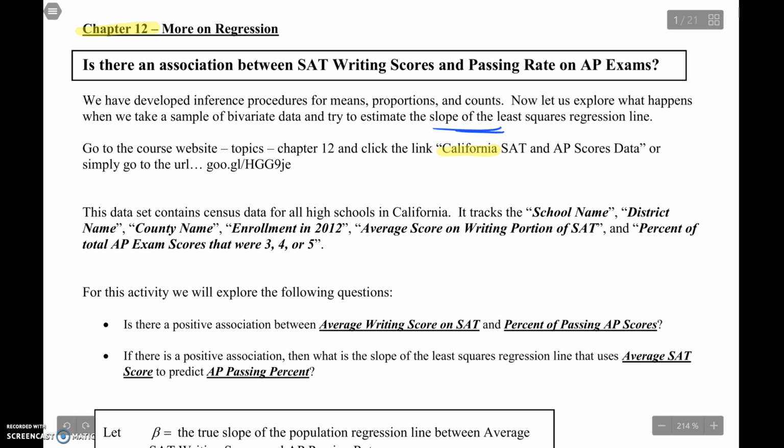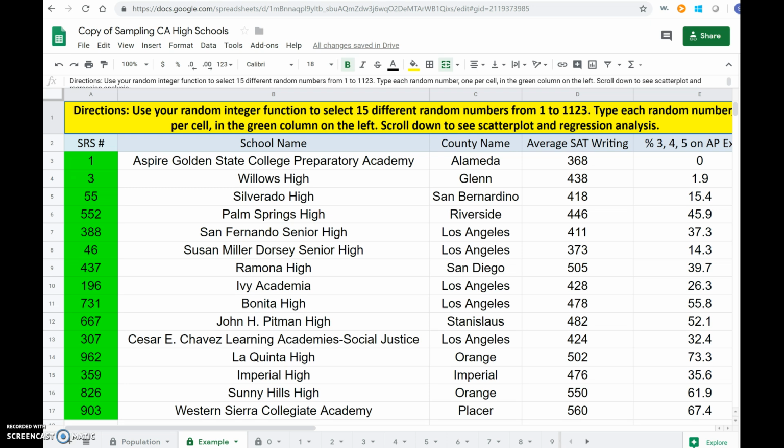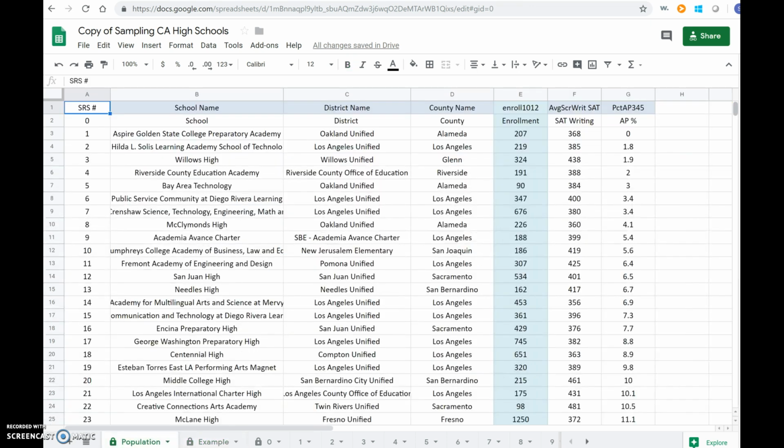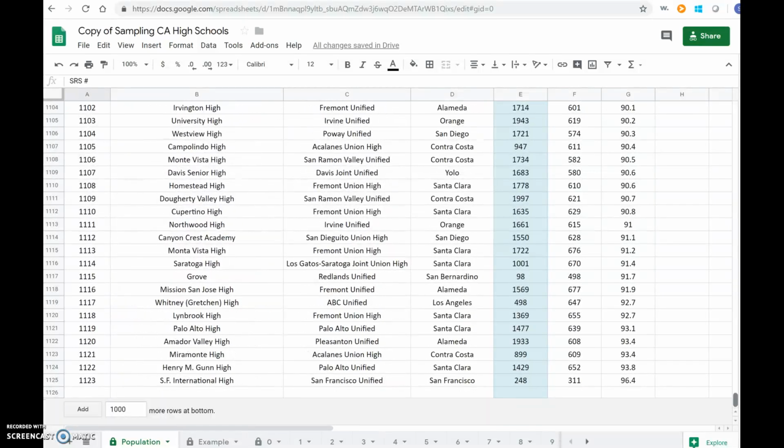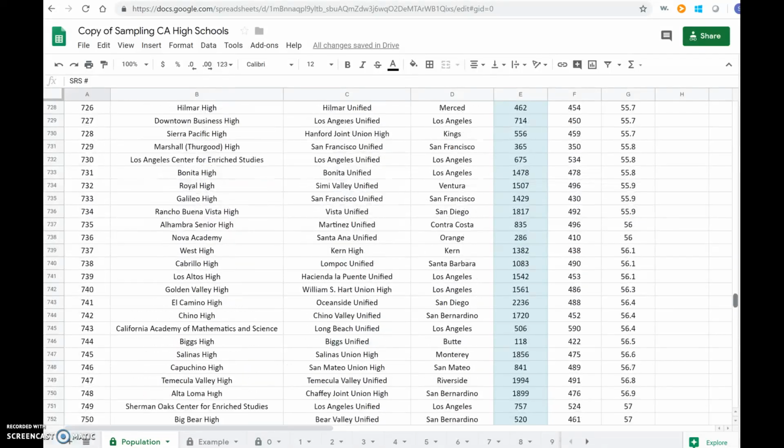All right, so we have a link here. This is a Google Docs of California SAT and AP scores data. So let's take a look at that. This is all of the schools in California, I believe. There might be some missing, but we're just going to pretend it's all of them. I think there's 1,123. Each of these is a high school.